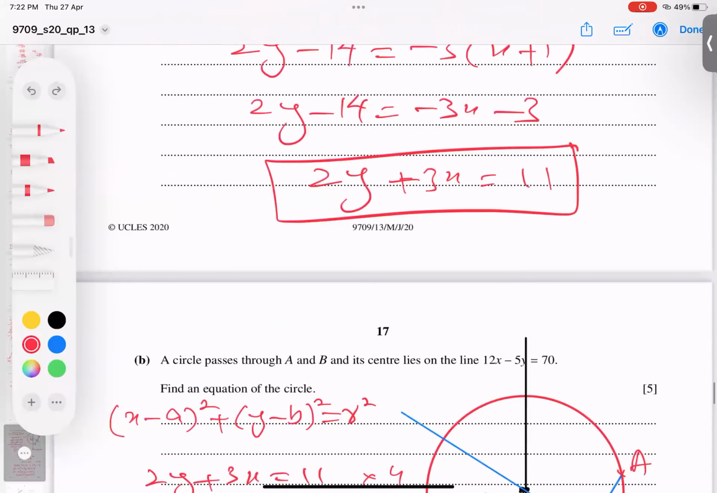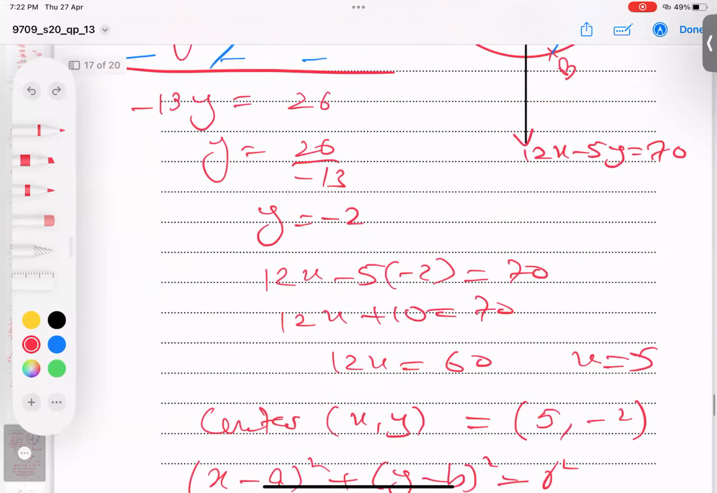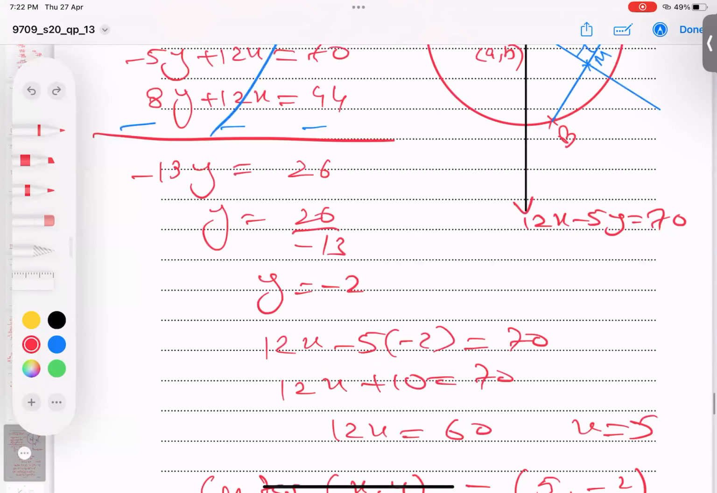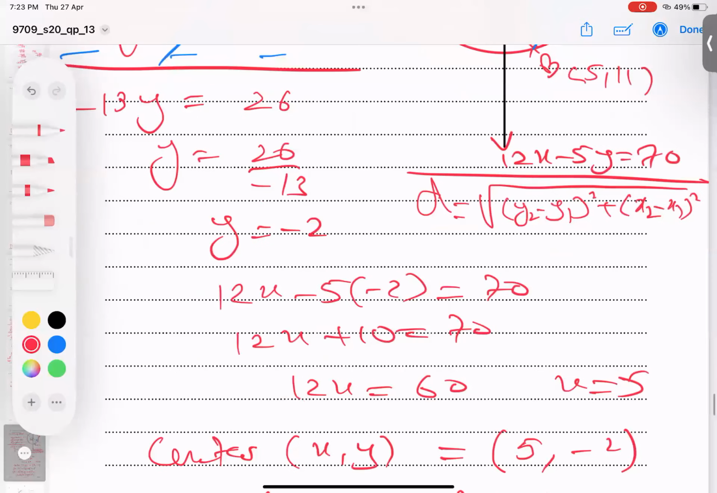A coordinate is what? Let's take any coordinate. B is 5, 11. So I'm finding the distance here using the distance formula with 5, 11. So what is the distance formula, students? It is y2 minus y1 whole square plus x2 minus x1 whole square. And B is 5, 11. Okay, the center I got is 5, negative 2.